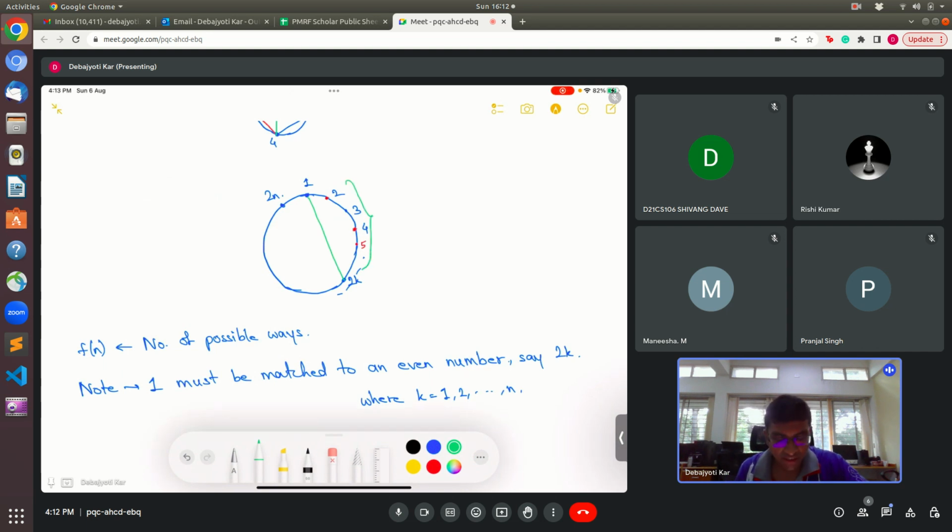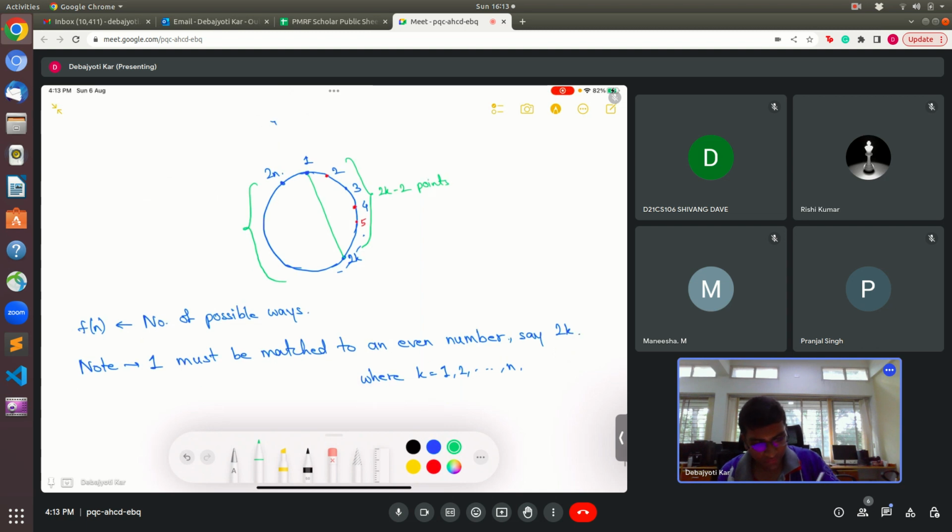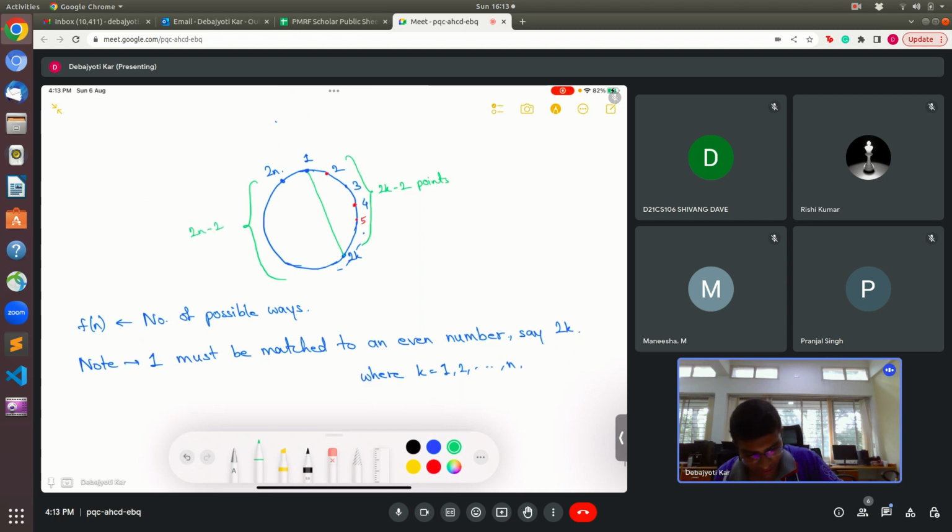This region contains the points 2, 3, 4 up to 2k minus 1. So how many points are there? There are exactly 2k minus 2 points here, right? And how many points are here? There are exactly 2n minus 2k points here, right? So now, since we have joined 1 and 2k, no point here can be matched to some point here.